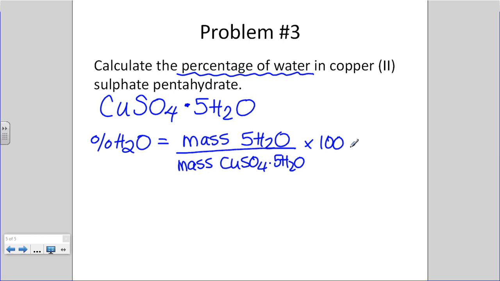So pause the video again, see if you can find out the molar mass of water. Don't forget to multiply it by 5. Then find the total molar mass of the entire compound. And then you do the calculation to see what the percentage is. So try that out.